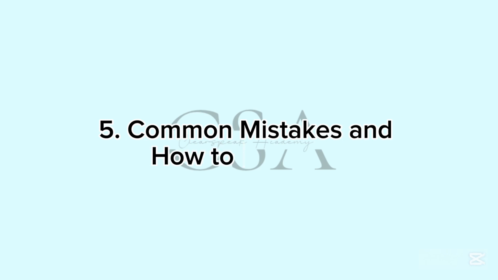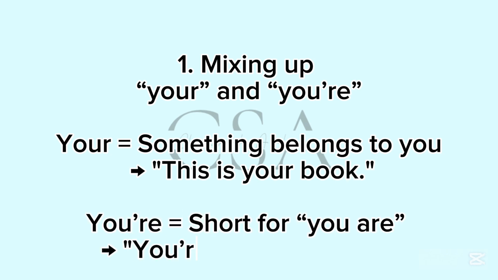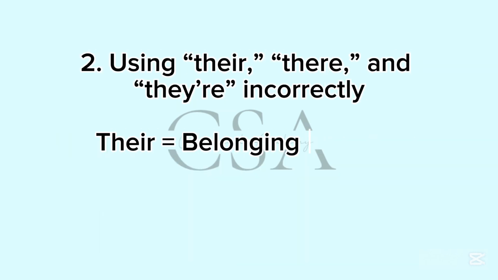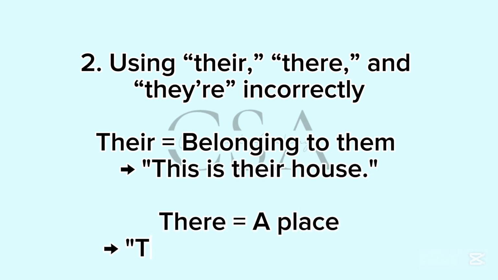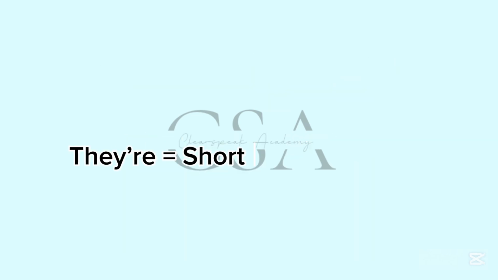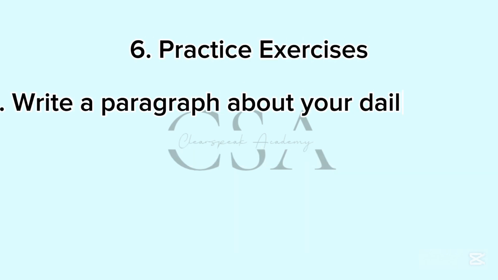5. Common mistakes and how to fix them. 1. Mixing up your and you're. Your means something belongs to you. This is your book. You're is short for you are. You're my best friend. 2. Using their, there and they're incorrectly. Their means belonging to them. This is their house. There means a place. The book is over there. They're is short for they are. They're happy today.